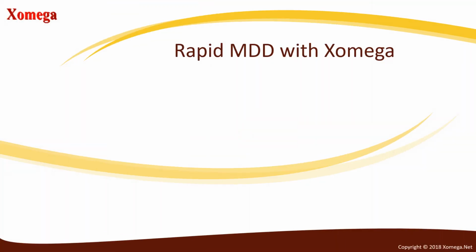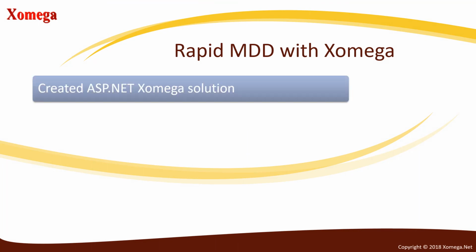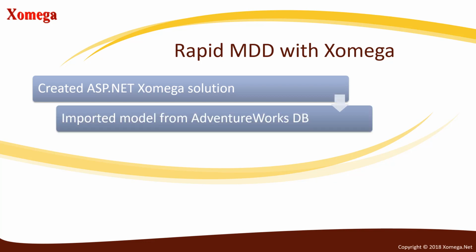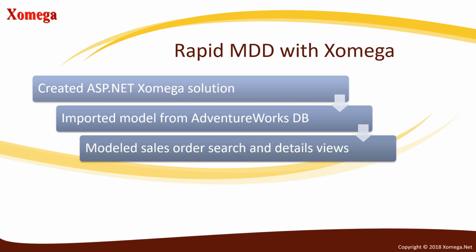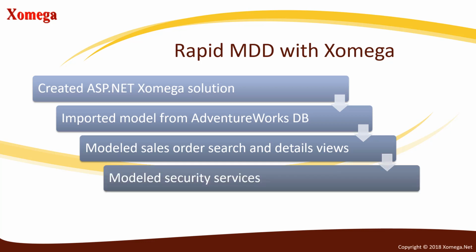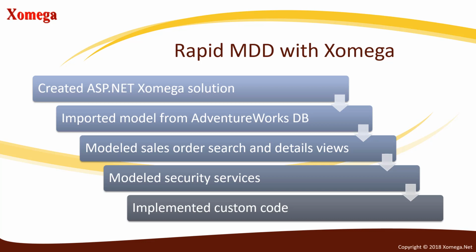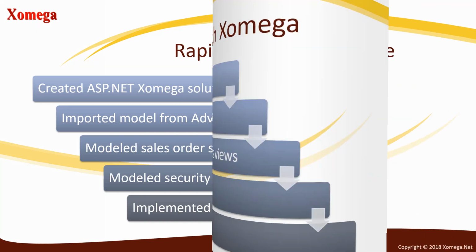Here is the quick recap of what we did in that video. First, we created a Visual Studio solution using a Xomega template for ASP.NET web applications. Next, we imported the model from the structure of a sample Microsoft database Adventureworks. Then we iteratively modeled a search and details views for searching and editing of the sales orders. We also modeled the services for claims-based security and implemented any custom code on the service and presentation layers.